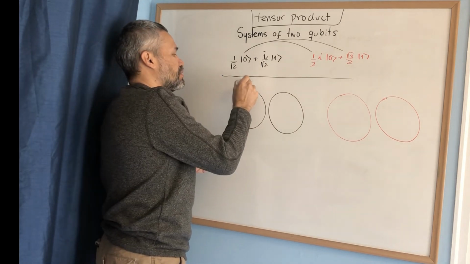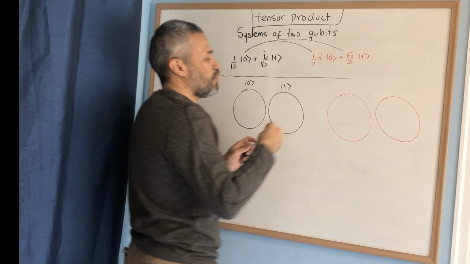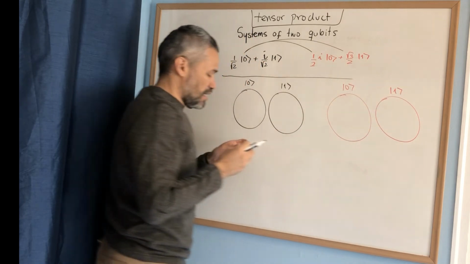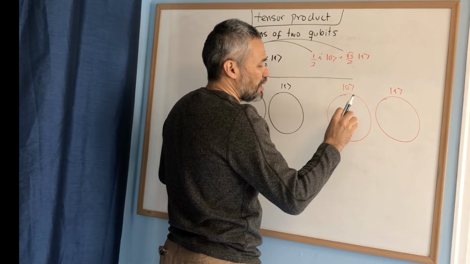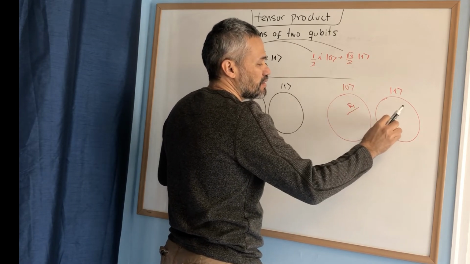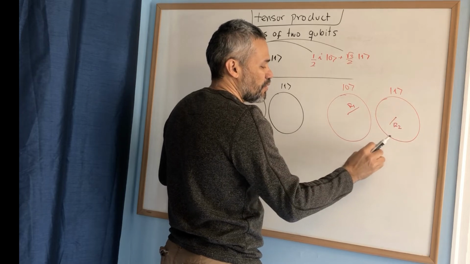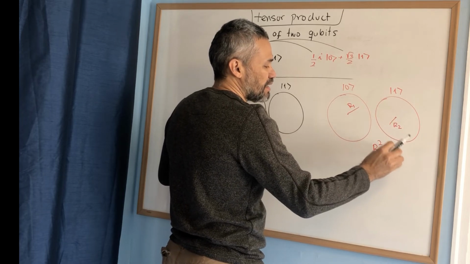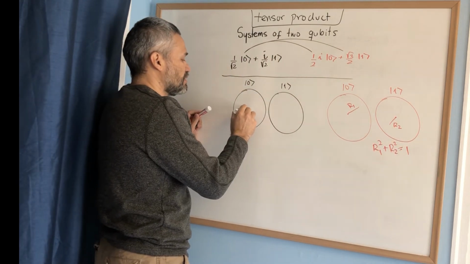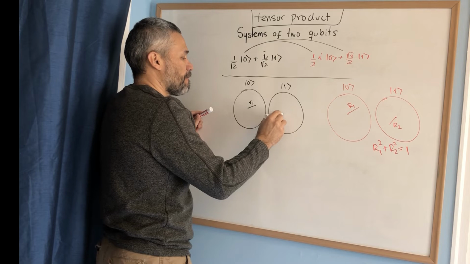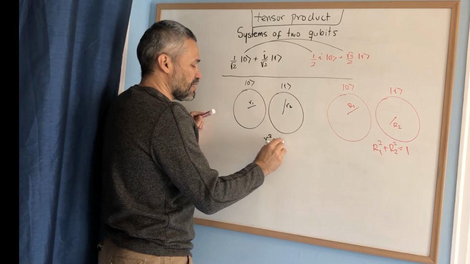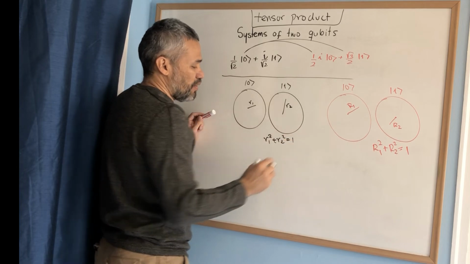Let's say this is labeled 0, this is labeled 1, this is labeled 0, and this is labeled 1. And we consider a state here. Let's say this is R1 and this is R2, with R1 squared plus R2 squared equal 1. And we consider a state here. Let's say this is R1 and this is R2, with R1 squared plus R2 squared equal 1.